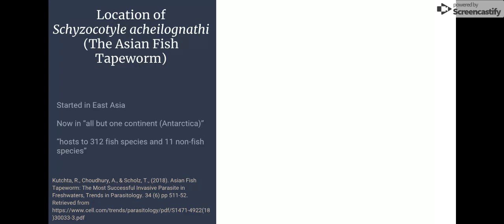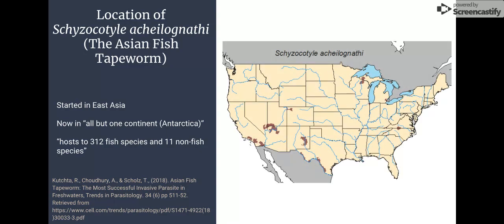The location of the Asian fish tapeworm, well, it started out in East Asia, as its name indicates, and it's now on all but one continent, which is Antarctica. So it's moved because it was very common in bait fish, and we brought bait fish over from those countries and have spread this parasite all over the world, except for Antarctica, because we don't take the bait fish there.